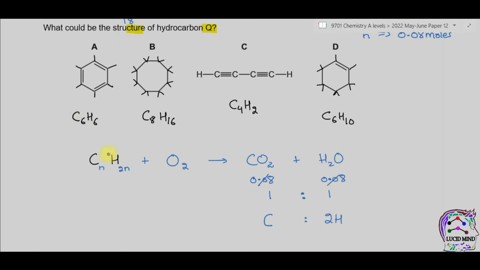So if carbon is N, hydrogen should be double the amount of carbons. If carbon is 6, hydrogen should be 12, so A is wrong. If carbon is 8, hydrogen should be 16, so B seems to be the correct one. Similarly, in C, hydrogen should be 8, in D, hydrogen should be 12. So the only one that is correct is part B.